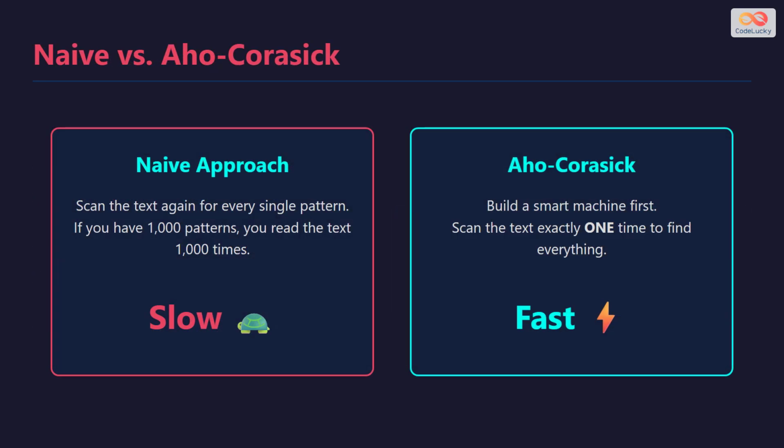The naive approach involves scanning the text repeatedly for every single pattern. If you have 1,000 patterns, you read the text 1,000 times. That is very slow. The Aho-Corasick algorithm builds a smart machine first, allowing it to scan the text exactly one time to find all matches instantly.